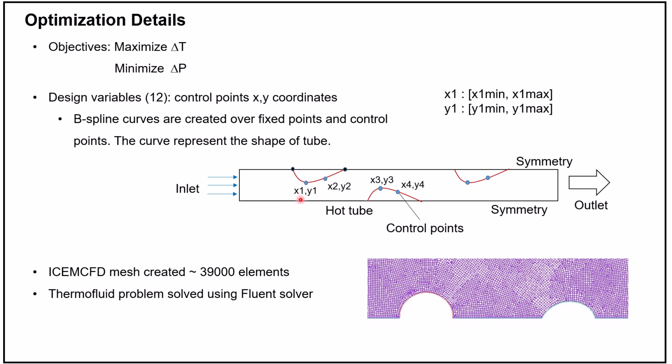So the number of design variables is 12, and for each design variable, say x1 and y1, we specify the lower bound and the upper bound, that is x1 min and x1 max, similarly y1 min and y1 max, and so on for all the 12 variables. Then we use ICM CFD for mesh creation. The general mesh size for this scenario is about 40,000 elements, and we solve this thermofluid problem using the Fluent solver.